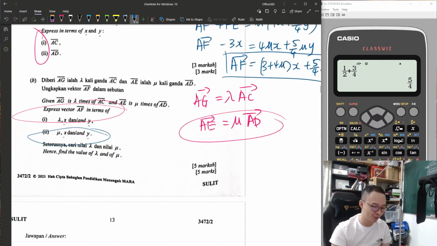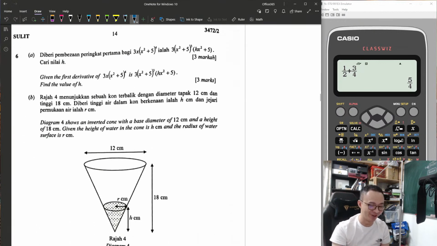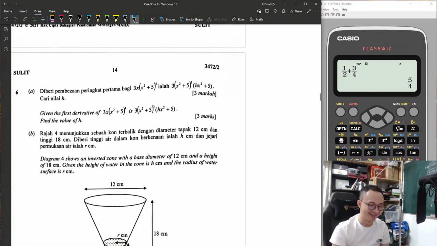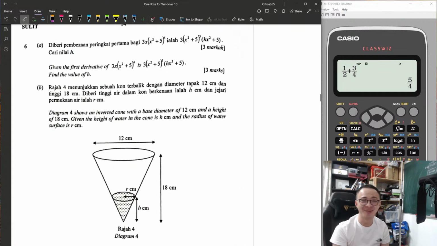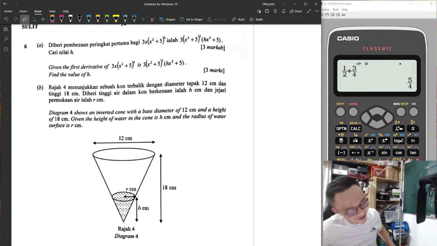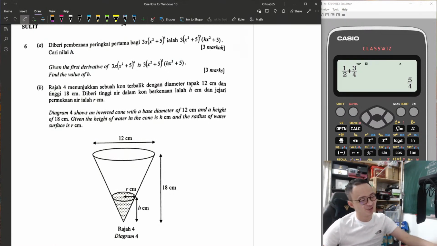Okay, so let me see. Do I have the mood to continue? Okay, last one. Actually, I really feel exhausted, but let's challenge ourselves to the maximum limit. Number 6. Oh, drink the last tea.